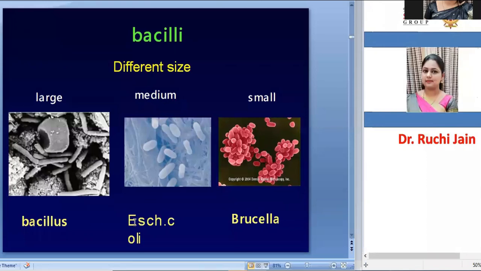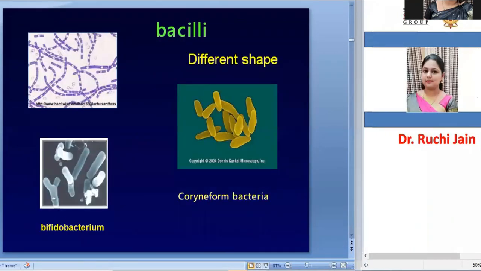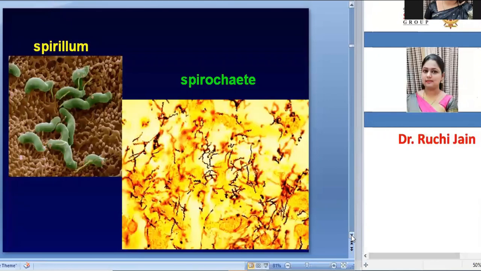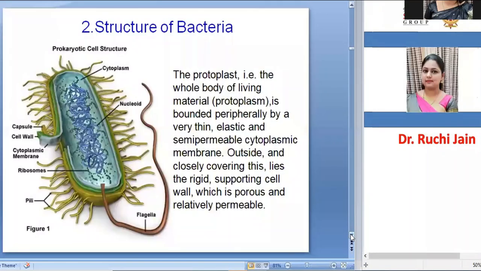Examples are Bacillus, Escherichia coli, and Brucella. Some more bacilli are Corynebacterium and Bifidobacterium. Vibrio cholerae is there, which is comma shaped. Then Spirillum and spirochetes. All these structures or morphological classification we have seen in the previous class. Now we will see the structure of bacteria.